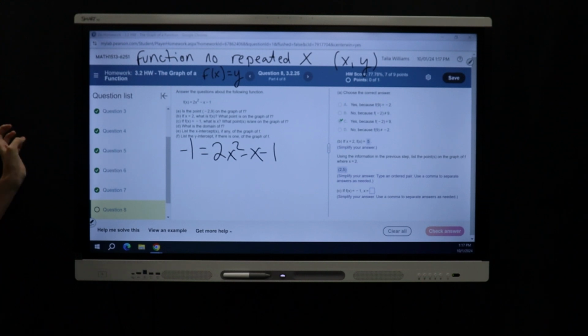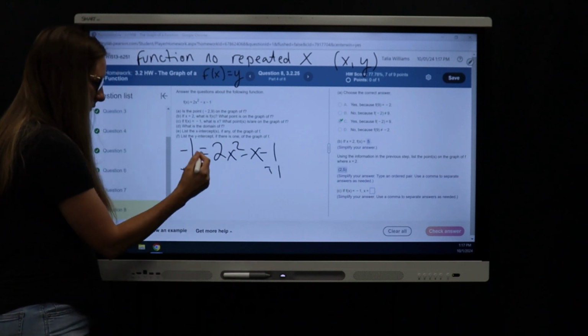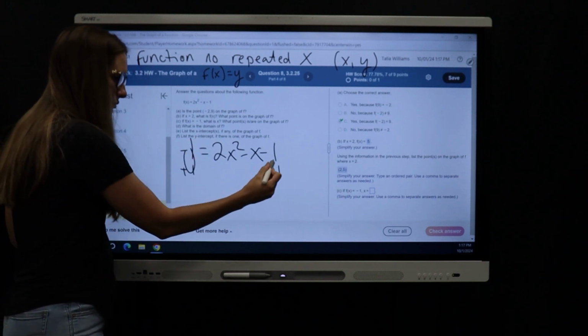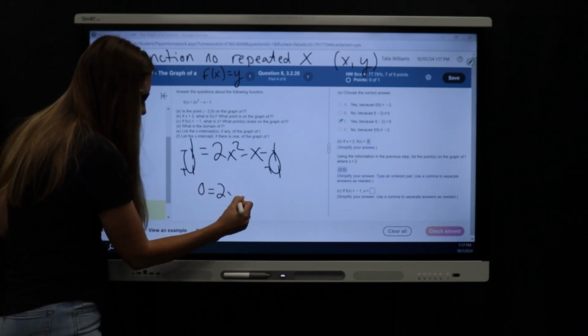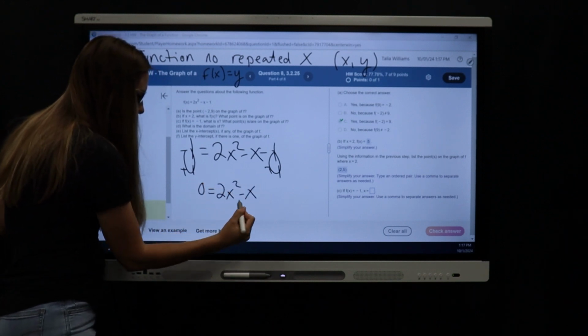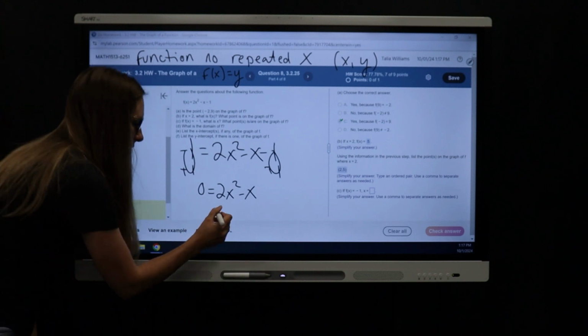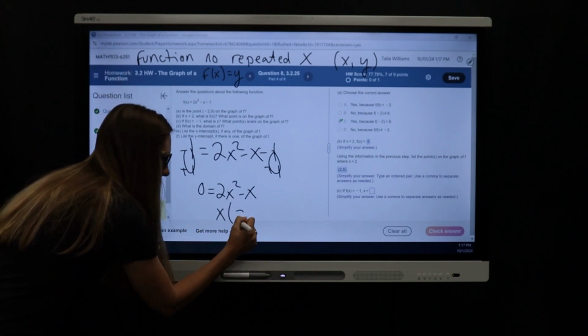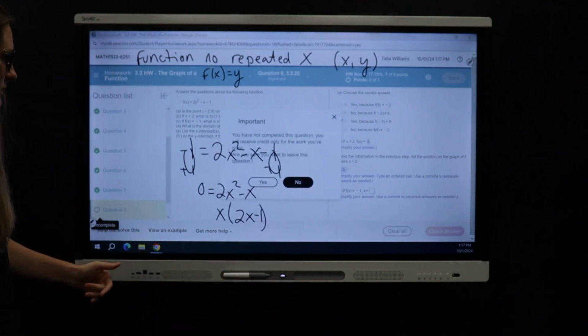Since this is going to be a quadratic equation because we have an x squared, I'm going to add this one over here. Negative 1 plus 1 is 0. So 0 equals 2x squared, subtract x. Now that I have it like this, I'm going to factor an x out to the front. So I'm going to have x times 2x subtract 1. So it's no longer x squared.